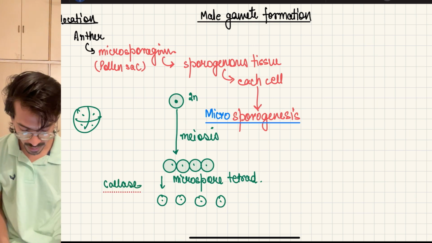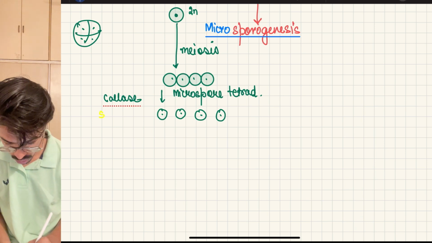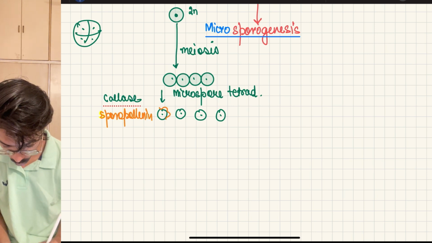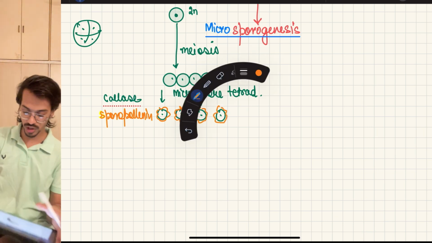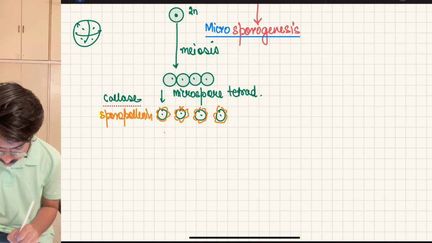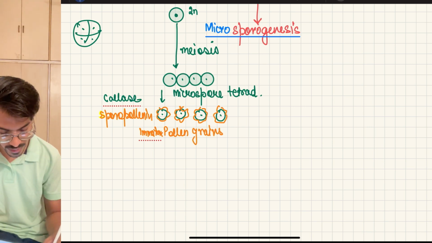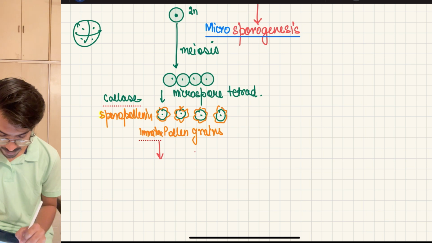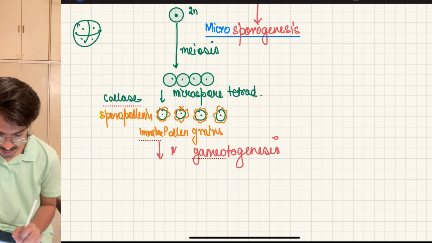It will deglue it. Then each of them will be secreted with what? Sporopollenin. So sporopollenin will be secreted on it. So sporopollenin will form the outer ornamentation. So when the ornamentation is done, this structure is called as immature pollen grain. Immature pollen grains. Now each of them will undergo the next step, that is gametogenesis, which is, since the male part, microgametogenesis.